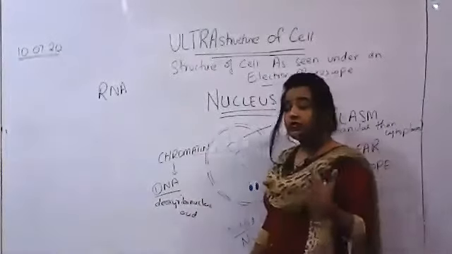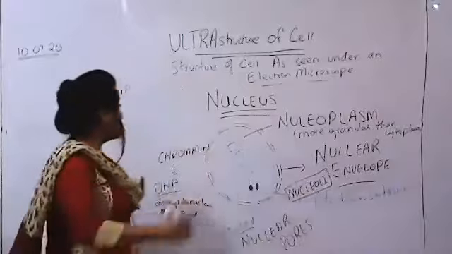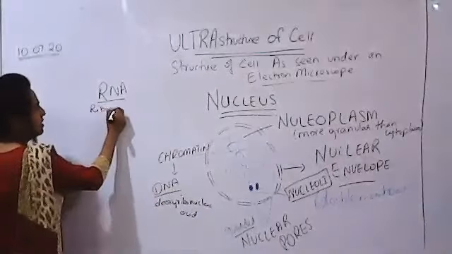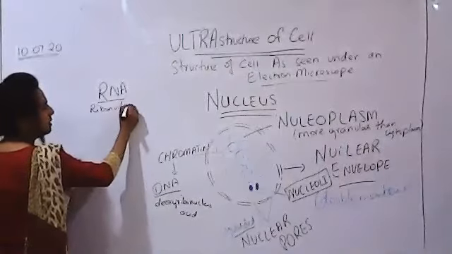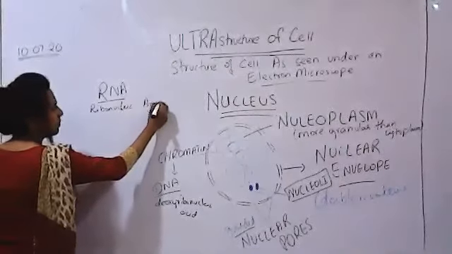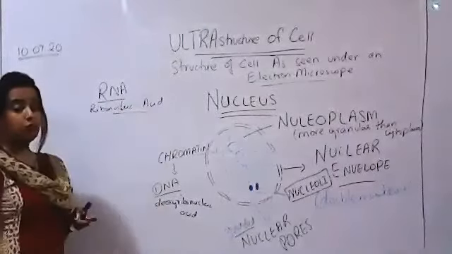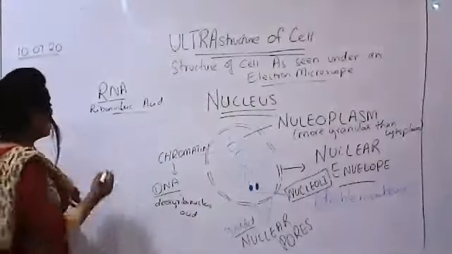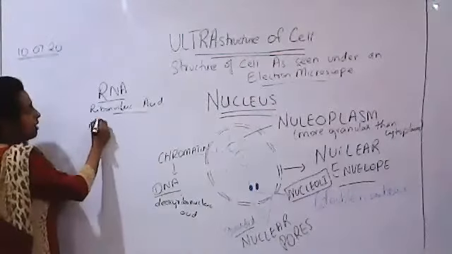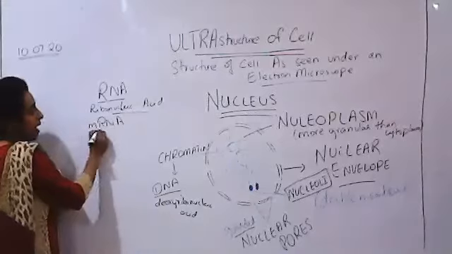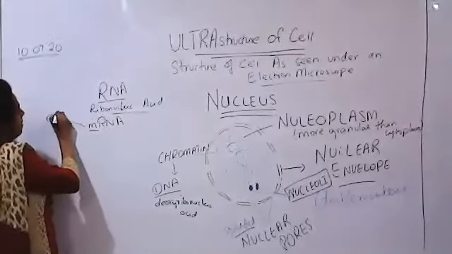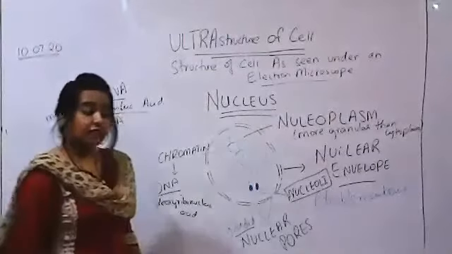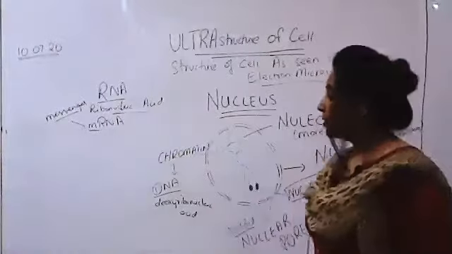RNA has three different types. RNA initially stands for what? Ribonucleic acid. We have a whole chapter describing it, but just a little information for this chapter. So it's termed as what? Ribonucleic acid. There are three types of RNA. One type, we write it mRNA. M stands for messenger RNA, right?